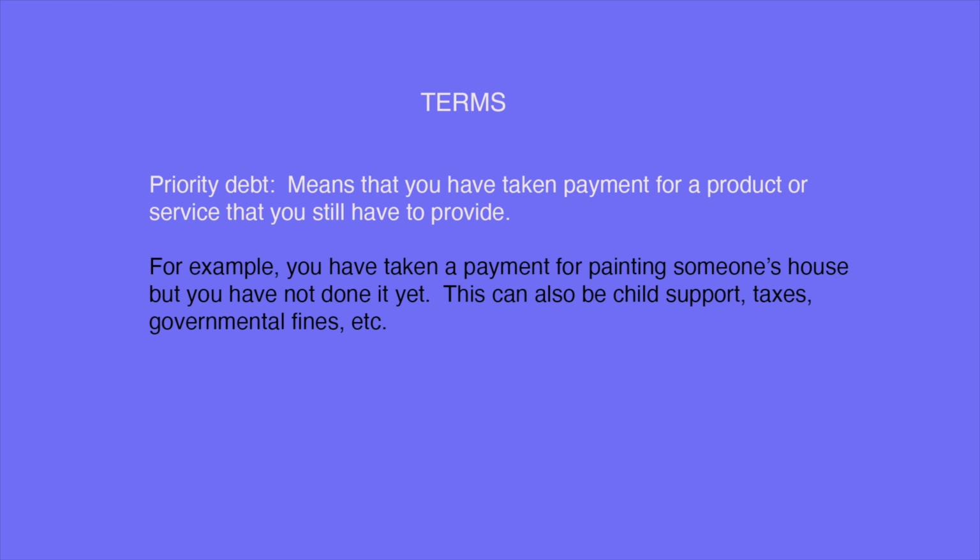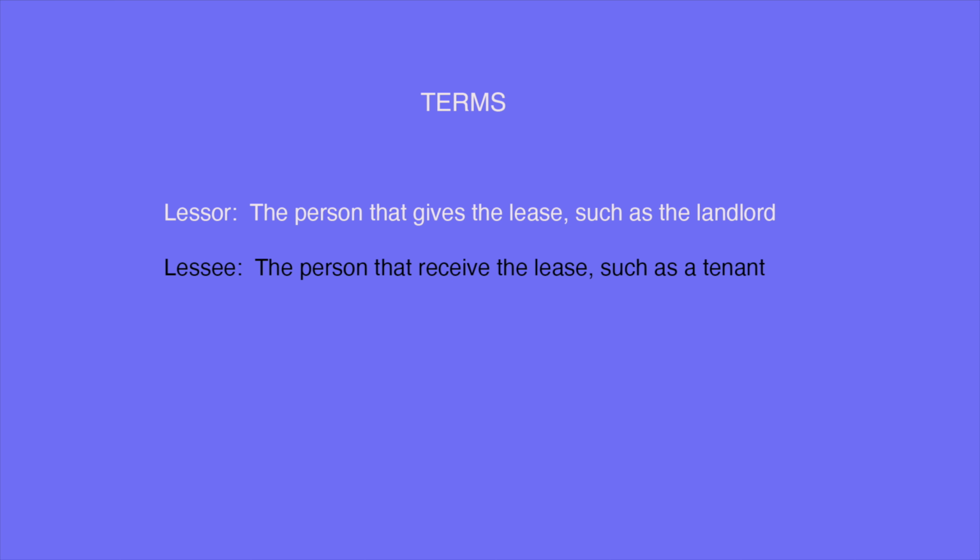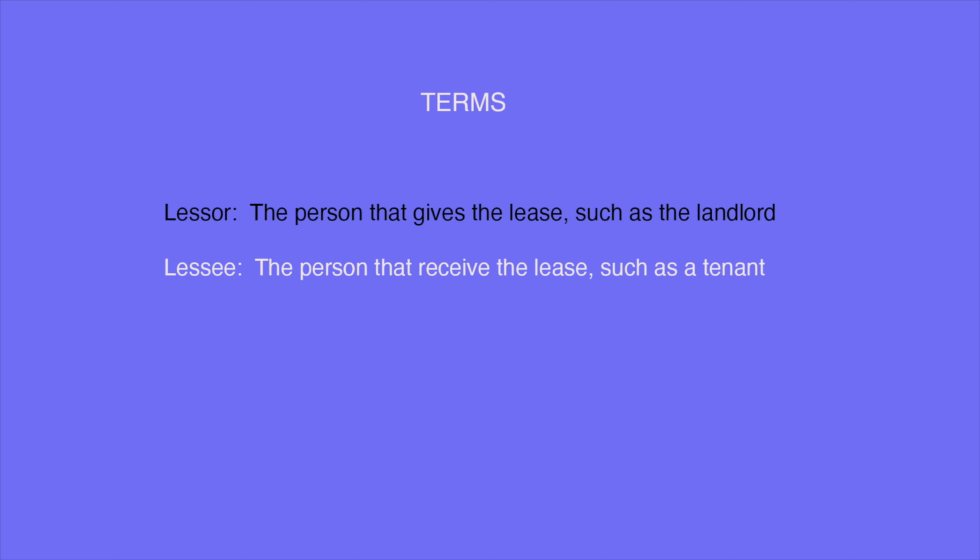Priority debt means that you have taken payment for a product or service you still have to provide. For example, you have taken a payment for painting somebody's house, but you have not done it yet. This can also be child support, taxes, governmental fines, etc. Lessor, such as the landlord. Lessee is the person that receives the lease, such as the tenant.